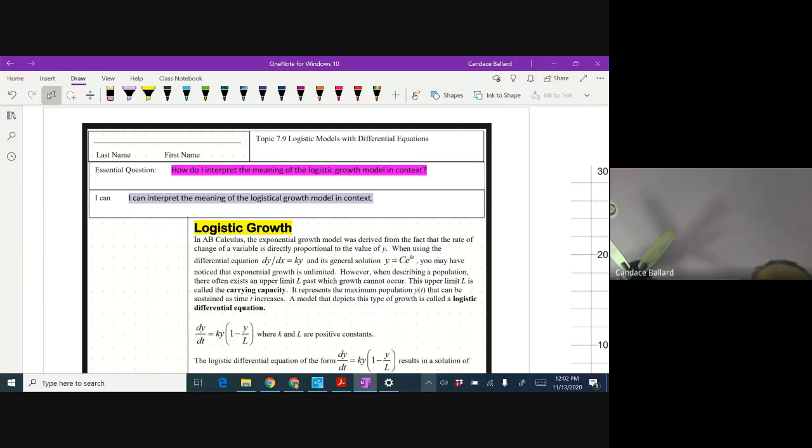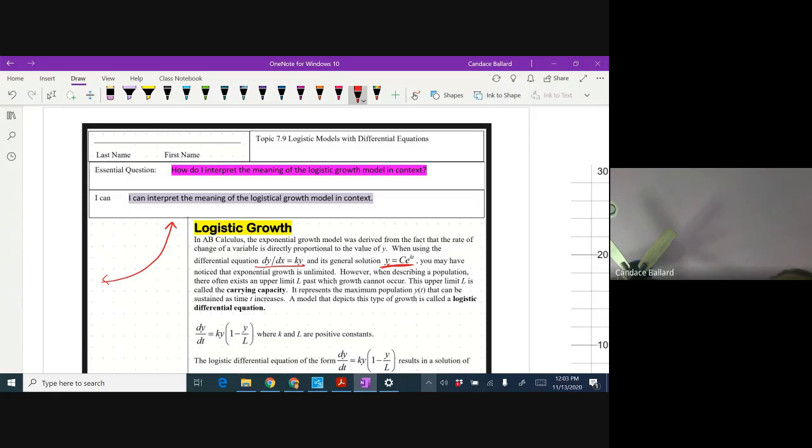Okay, so we've got the logistic growth. In AB calculus, the exponential growth model is derived from the fact that the rate of change of a variable is directly proportional to the value of y. When using the differential equation dy/dx = ky, its general solution is y = ce^(kx). You may have noticed the exponential growth is unlimited. So what we were doing the last few days is, hey, it keeps growing and growing and growing, okay? And that's when we have this proportional relationship and this model, okay?